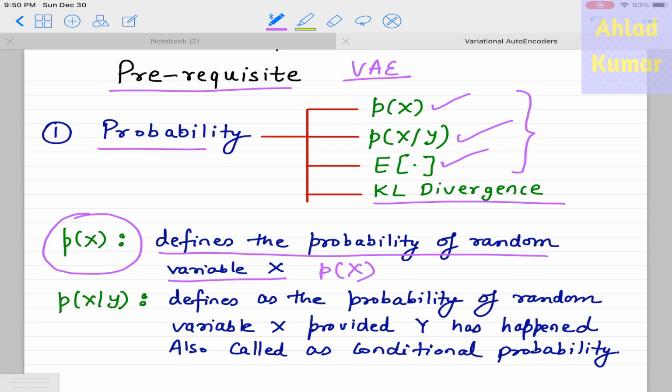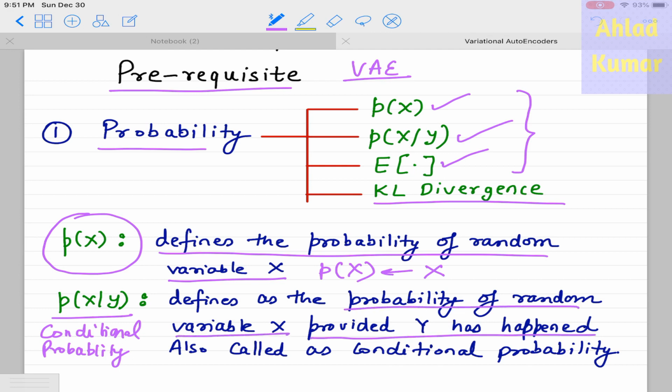There is nothing great about this terminology, but you should know what this p of x is. This is the probability of a random variable x. The second important thing is the conditional probability, which is read as p of x given y. It defines the probability of a random variable x provided y has happened.